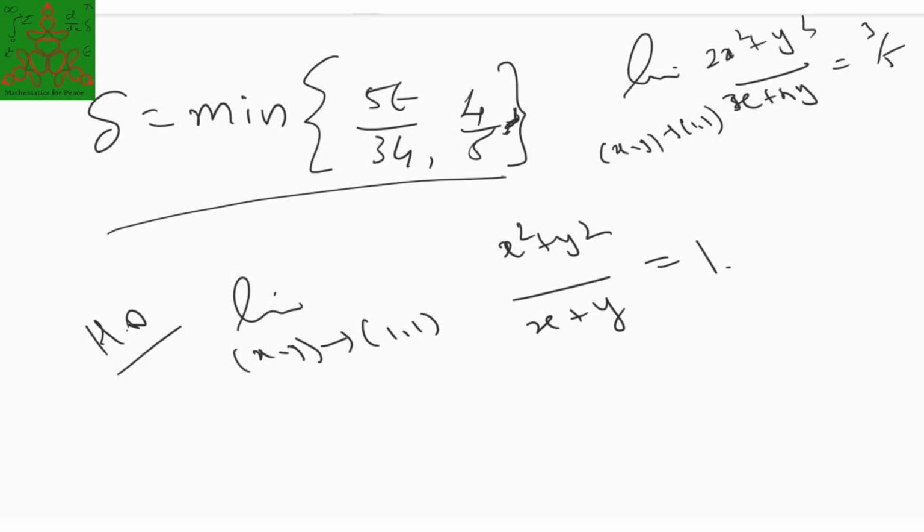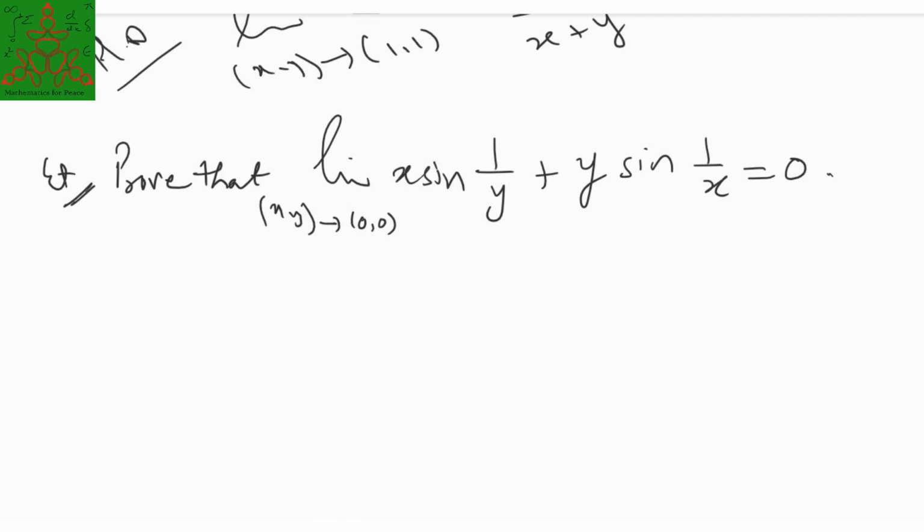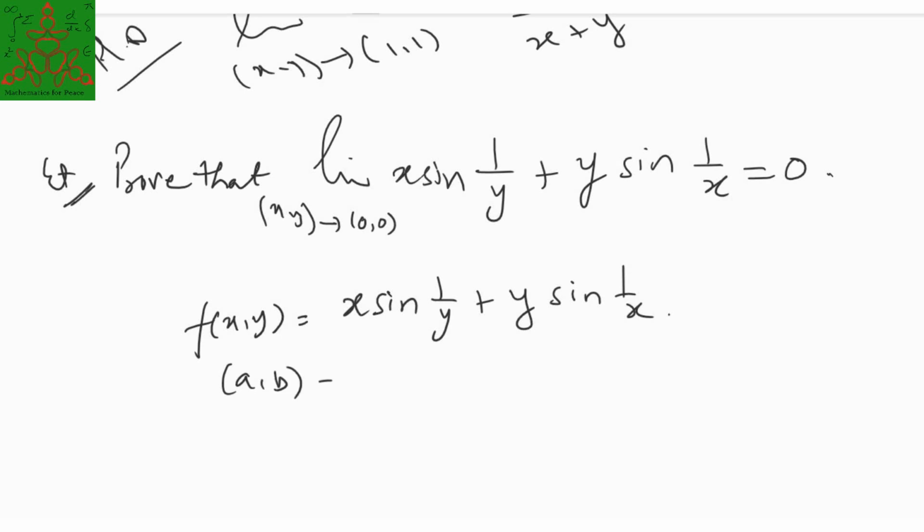Let's have the last example for this video. Here in this example I am taking trigonometric functions. So prove that the limit of x sine 1 by y plus y sine 1 by x is equal to 0 as (x,y) tends to (0,0). So what is your f of x,y here? The f of x,y is x into sine 1 by y plus y into sine 1 by x. Your point (a,b) is (0,0), that is the origin, and your limit is also 0.